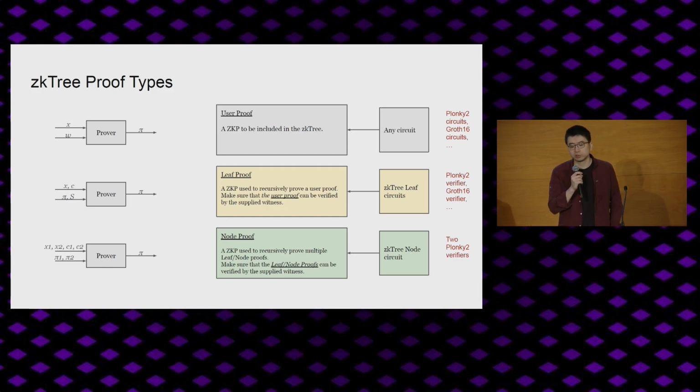So in zkTree, there are 3 types of proofs. The first is the user proof. It can be produced by any ZK protocol, such as Plonky2 or Groth16. Currently, we are working on the support of pairings, so we will support Groth16 and Plonk. The leaf proof is used to recursively prove the user proofs and produce a standard zkTree proof that can be verified in a zkTree node proof. The node proof is the main type of proof used to build the zkTree. Both the zkTree leaf proof and the node proof are implemented in Plonky2.